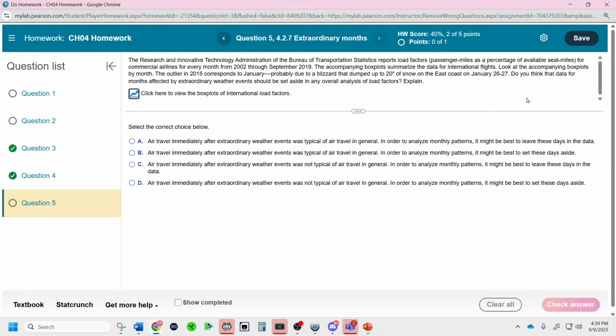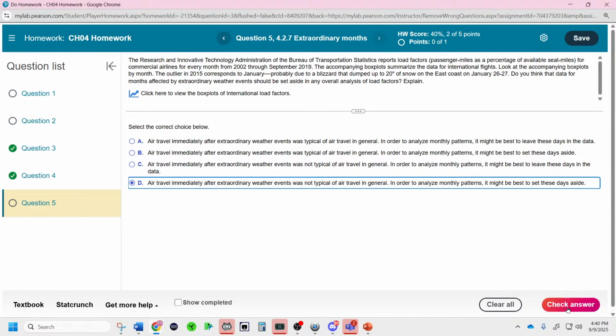What's this asking? Do you think the data for months affected by extraordinary weather events should be set aside in the overall analysis of load factors? Air travel after extraordinary weather events was not typical. In order to analyze monthly patterns, it might be best to set these days aside. It's talking about dealing with outliers.